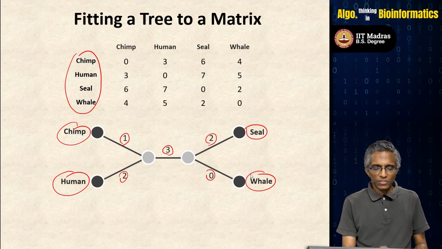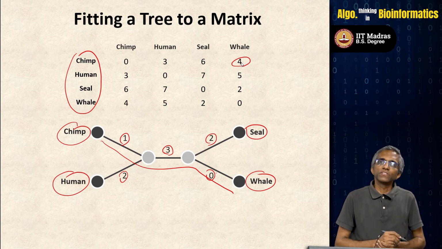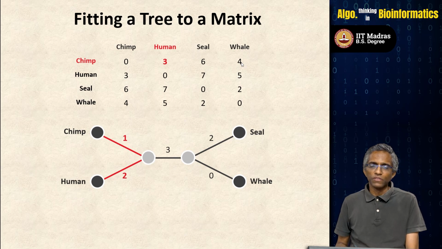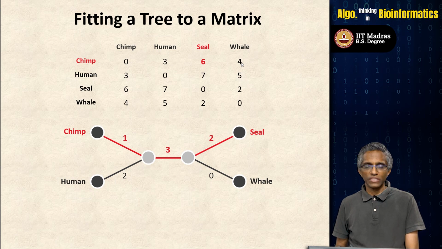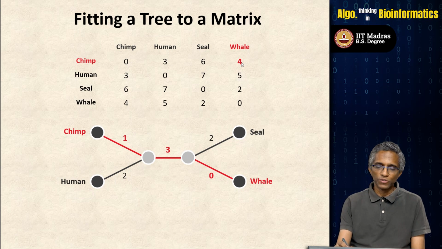So you look at the distance between them. In this case chimp to whale would be 1 plus 3 plus 0, that will be 4, and then you see if that matches the distance matrix that you have with you. Okay. So that is what is called fitting a tree to a matrix. So chimp to human in this is 1 plus 2 is 3, so that is 3 in the distance matrix as well. Chimp to seal is 1 plus 3 plus 2, which is 6, it again matches what is in the distance matrix. Chimp to whale we have already seen is 4, the tree distance is 4 and the distance matrix that is provided as input is also 4.